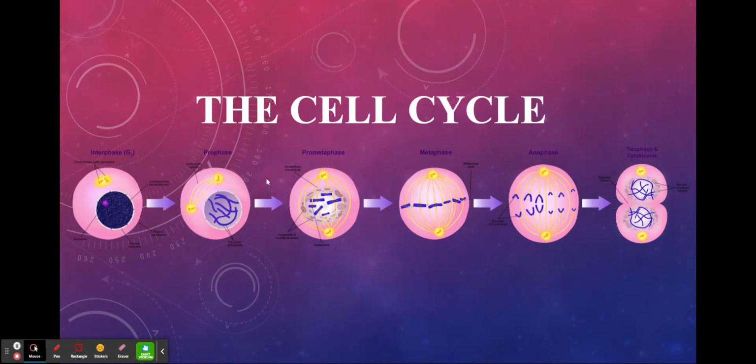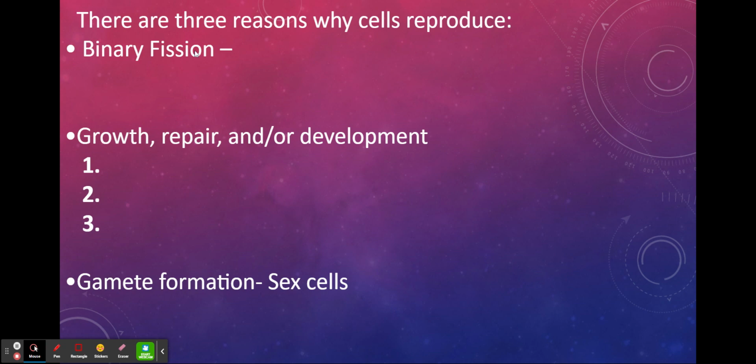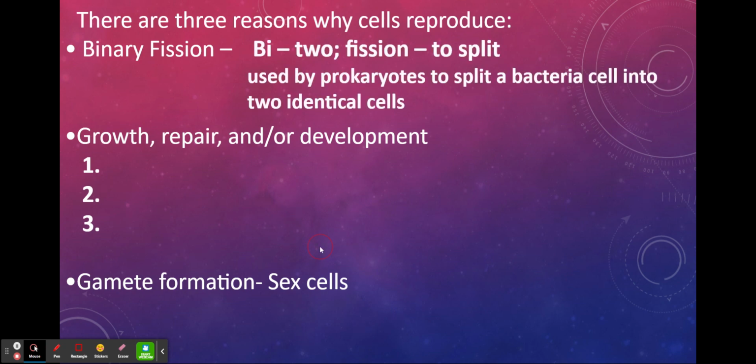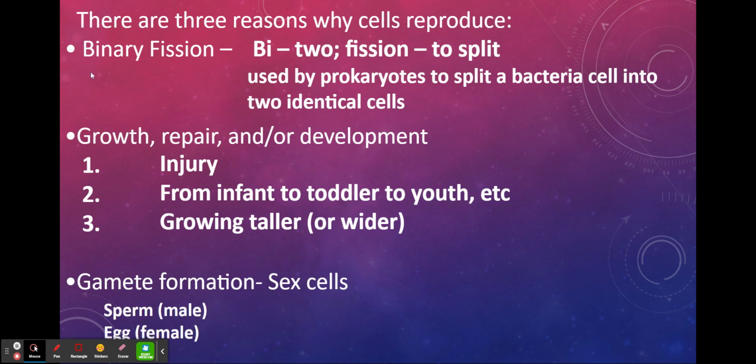And today we're going to be looking at the cell cycle. So, there's three primary reasons why cells reproduce, which is the main purpose of the cell cycle. So, first is binary fission, and it is when prokaryotic cells, and if you remember those are the ones with no nucleolus, split a bacterial cell into two identical cells. That's basically how they reproduce asexually.